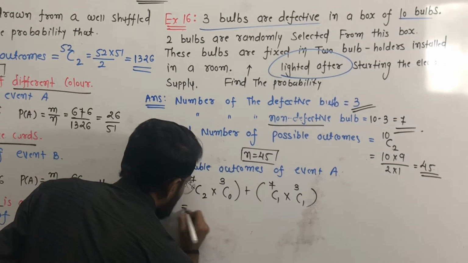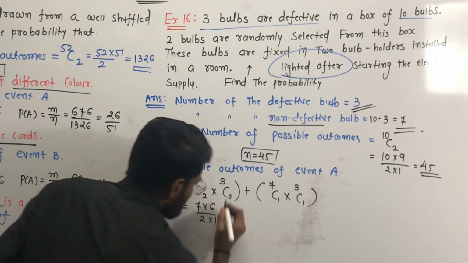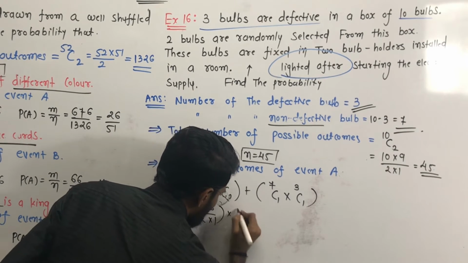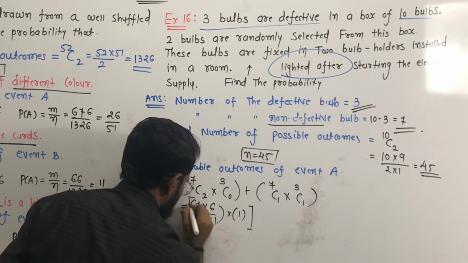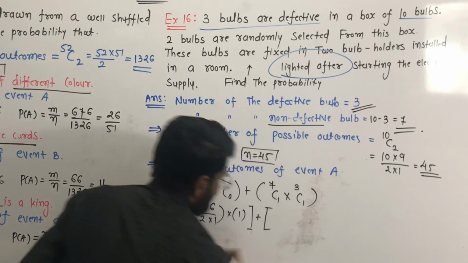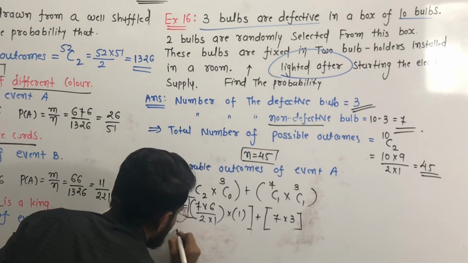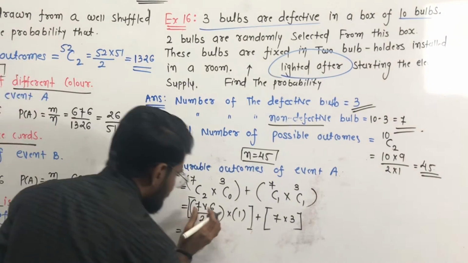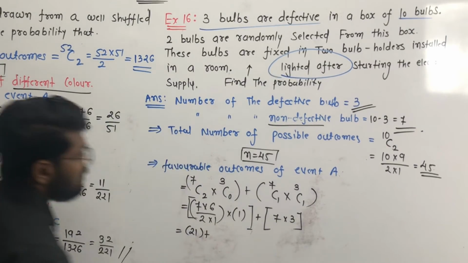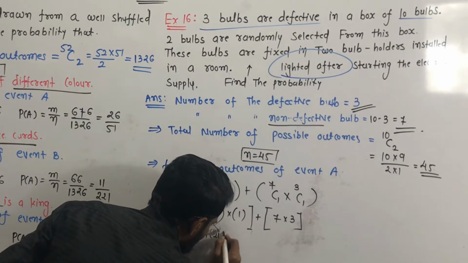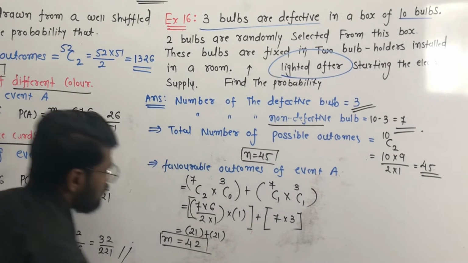Yes, okay. Now 7C2 means 7 multiplied by 6 upon 2 multiplied by 1. Okay, and 3C0 is 1. Okay, plus, yes, 7C1 is equal to 7 and 3C1 is equal to 3. Yes, so 2 cancels. 7 multiplied by 3 is equal to 21, and plus 7 multiplied by 3 is also 21. 21 plus 21 is equal to 42. It is our m is equal to 42.